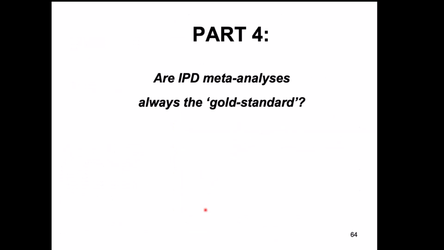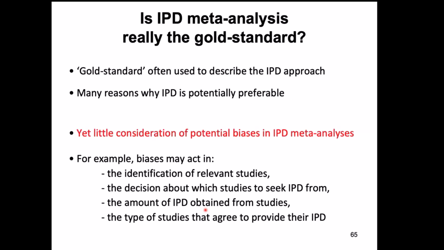Right, last bit. I appreciate the time, and I'm going to spend 1 minute maximum on this. IPD meta-analyses are not always the gold standard. So, for example, you may not get all the studies you want. You may be very selective in how you get studies. You may only ask IPD from the studies you think are going to give you the answer you want. You may get selectivity in which studies agree to give you their IPD.